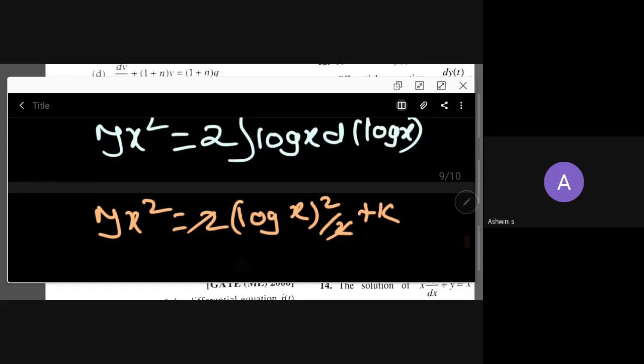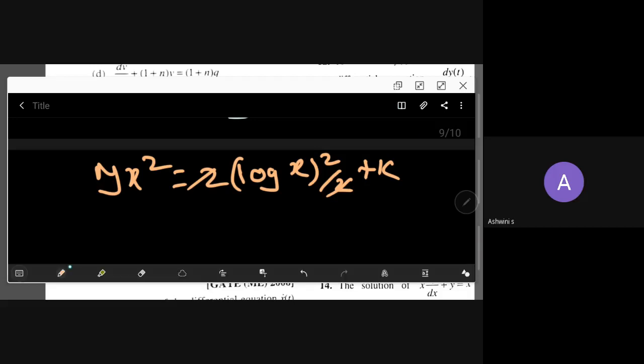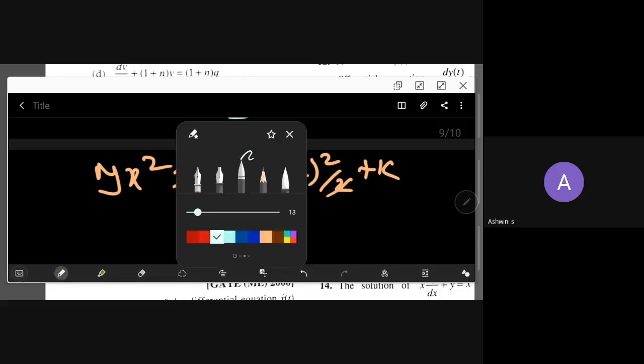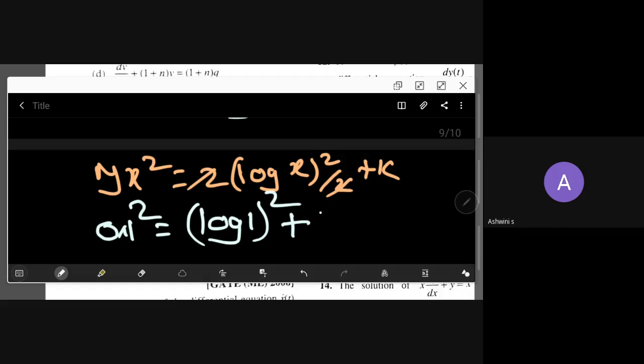So if I put 1, on the left hand side y of 1 is 0, so 0 into 1 square log 1. Okay, the base is always e here. So log 1 is 0, so k is 0. You are getting k as 0. So now he wants y of e.